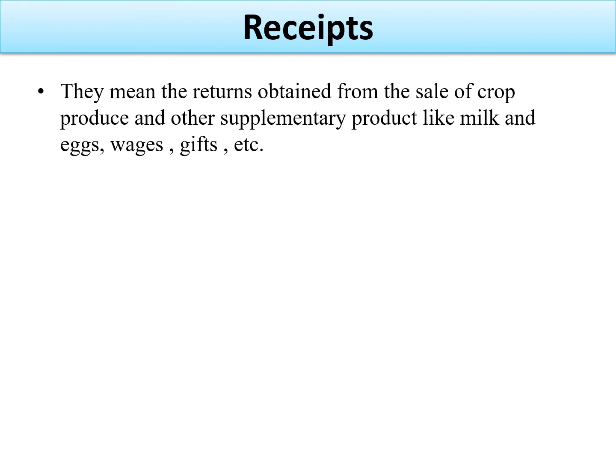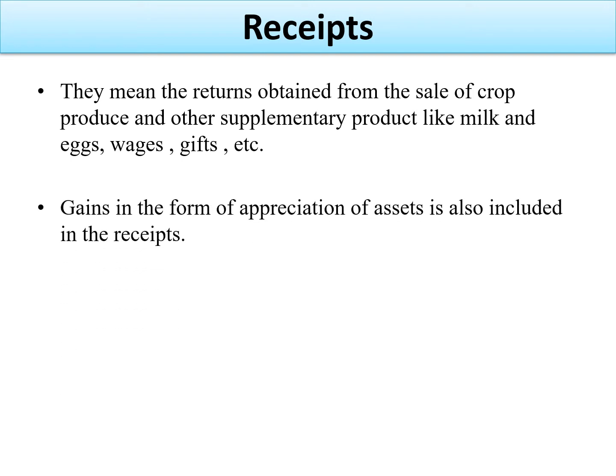The first one is receipts. They mean the returns obtained from the sale of crop produce and other supplementary products like milk, eggs, wages, gifts, etc. Gains in the form of appreciation of an asset are also included in the receipts. Appreciation means increase in the value of an asset due to market situations.